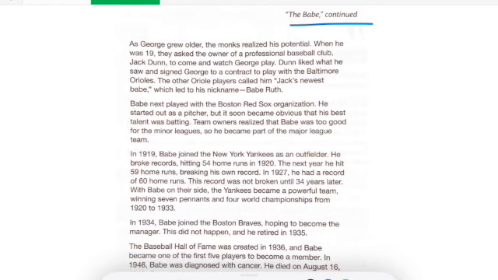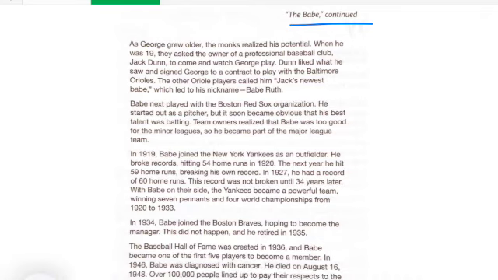The Baseball Hall of Fame was created in 1936, and Babe became one of the first 5 players to become a member. In 1946, Babe was diagnosed with cancer. He died on August 16, 1948. Over 100,000 people lined up to pay their respects to the great Babe Ruth.